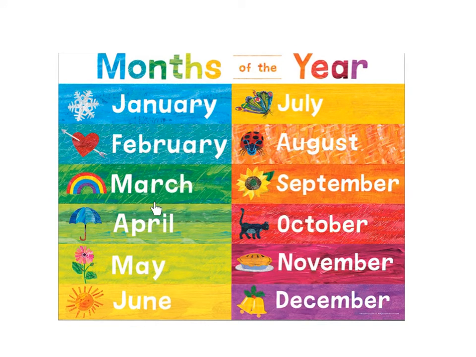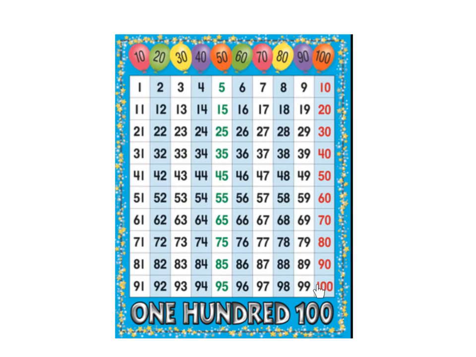Let's sing our months of the year song. January, February, March, and April, May, June, July, and August, September, October, November, December. Those are the months of the year. And how many months do we have in a year? We have 12. And what number is August? It's the 8th month. Let's count to 100.